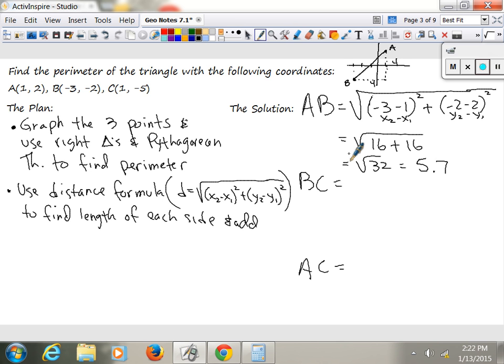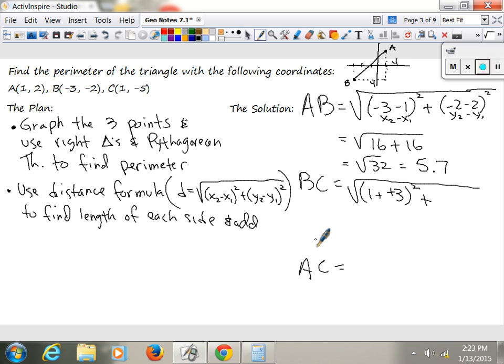Let's do BC, big square root. So I'm going to start at C. My x is 1, and my other x for B is -3. So 1 minus -3. You might get some double negatives here. You should know from Algebra 1 what a double negative turns to. Positive. So that's going to actually be 1 plus 3. 1 plus +3.